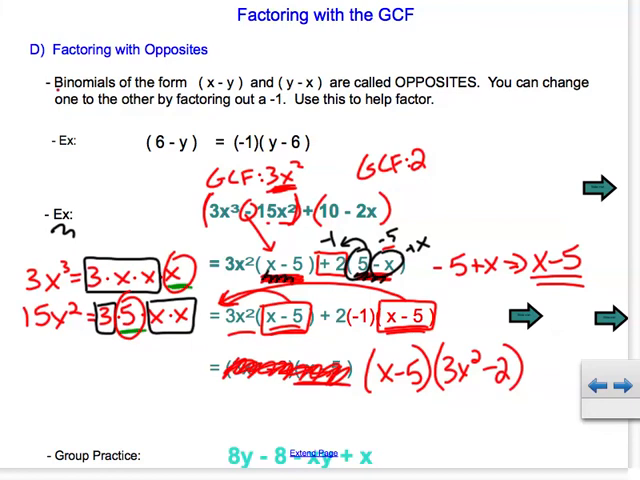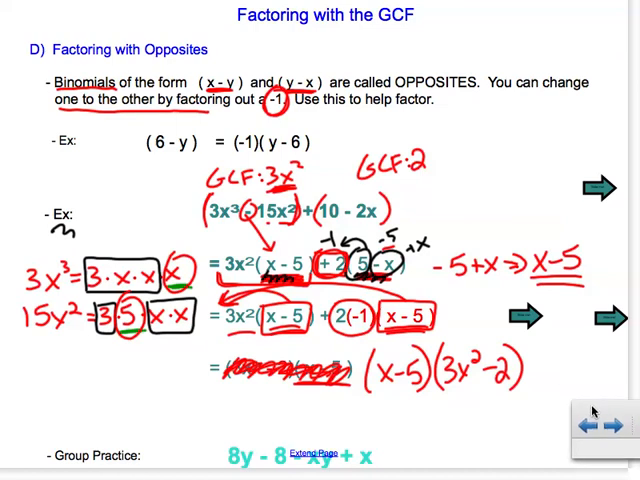Okay, so to review what it says up here, if you get binomials that are in the opposite order but subtraction, one is x minus y and one is y minus x, you're not actually done yet. These are called opposites. You can change one to the other by factoring out a negative 1 in just one of those instances. I didn't do anything really with this piece of it. I just factored out a negative 2 instead of a positive 2. We'll practice those a little bit more tomorrow.